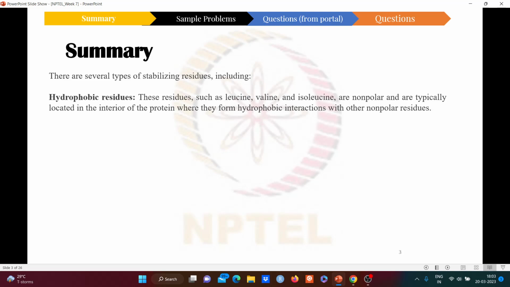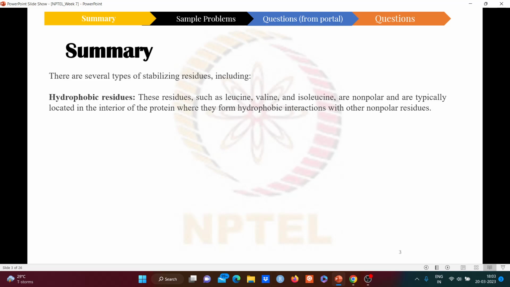Okay, this week's lecture starts with a discussion about stabilizing residues. So we'll start this session by discussing what stabilizing residues are. Stabilizing residues of a protein are amino acids that play a critical role in maintaining the stability and conformation of a protein. So why is this stability needed?